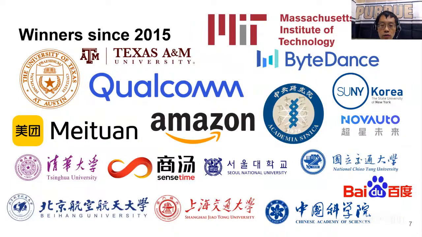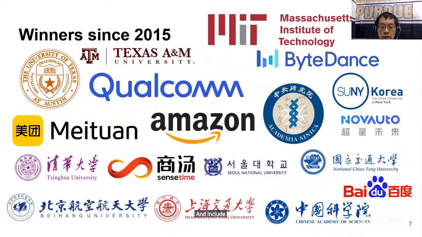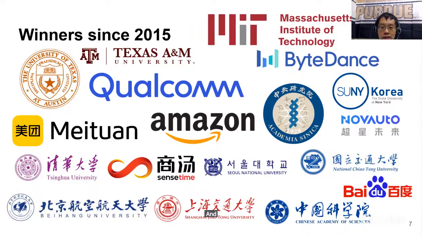This slide shows the winners over the years. The winners spread across multiple countries and include both industry and universities. In some cases, they are collaborations between industry and universities. You may be curious why we have more winners than the number of years. The reason is in some years, we have multiple tracks. Therefore, we have more than one winner in those years. You may also notice that Qualcomm is this year's sponsor. They were actually a winner a few years ago. They found significant value in participating in this competition. And this year, they want to sponsor the competition.